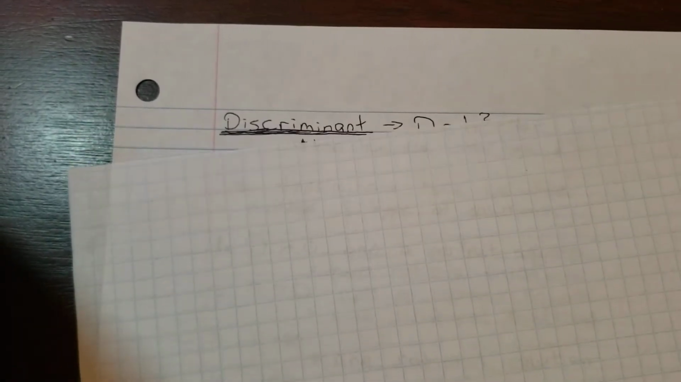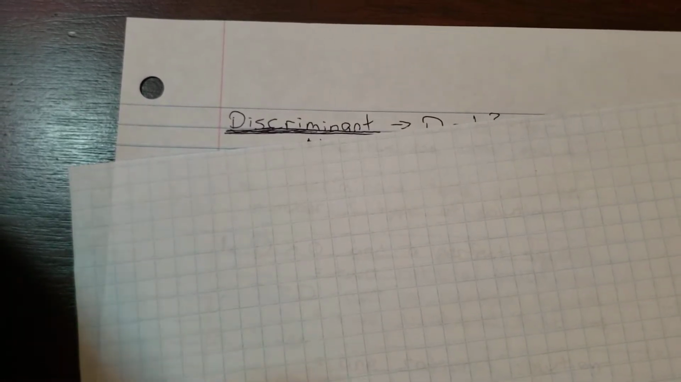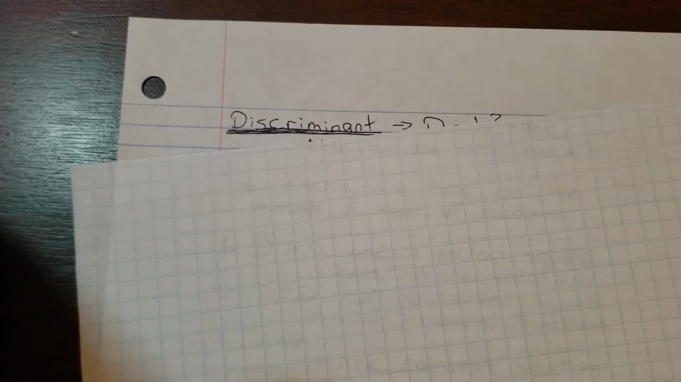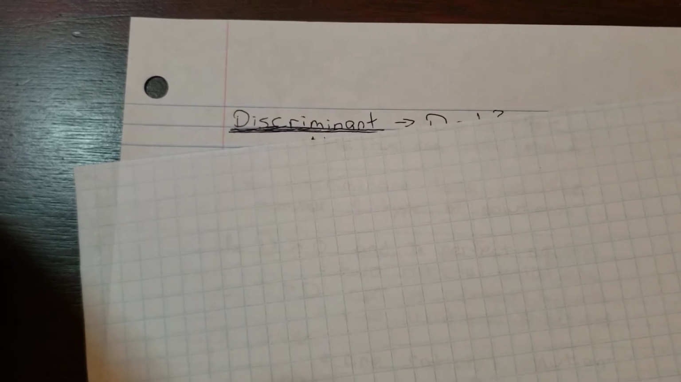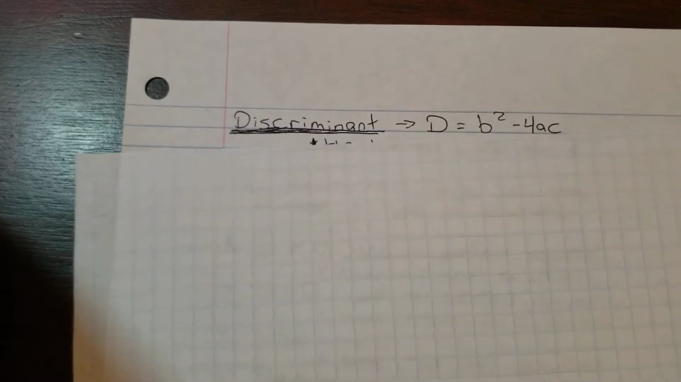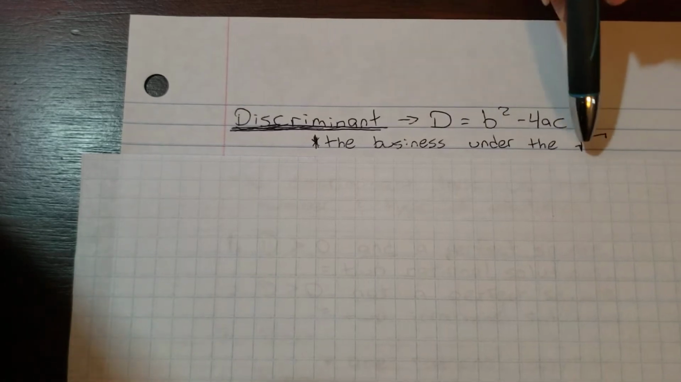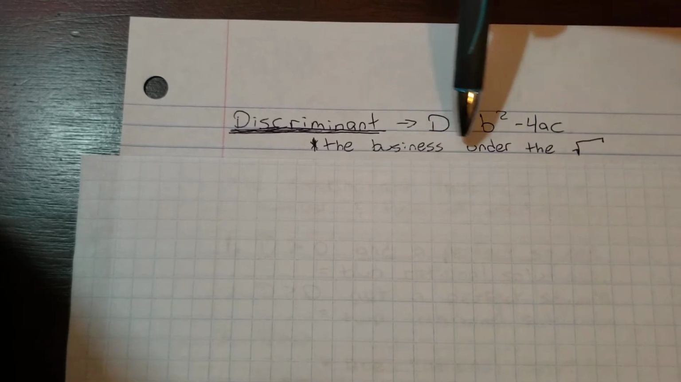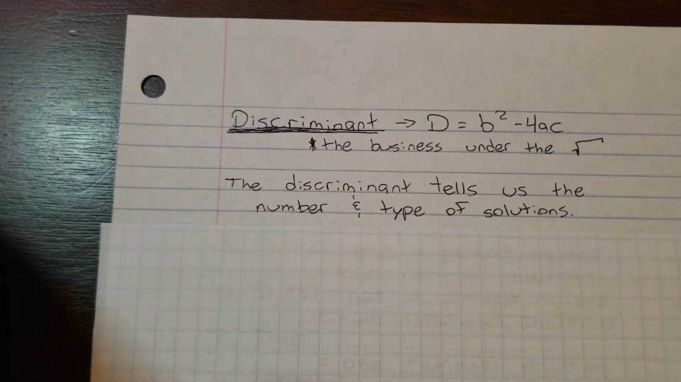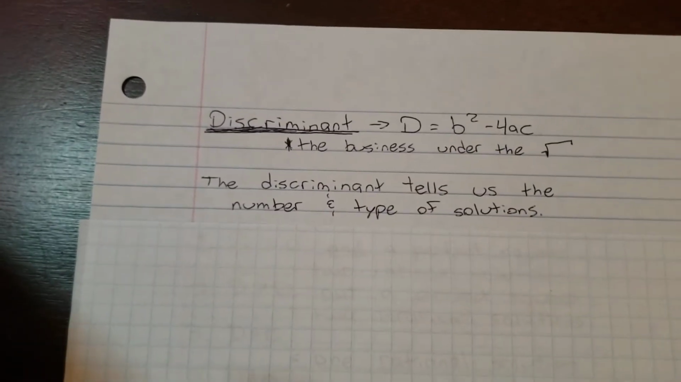Now I want to talk about this term that's called our discriminant. This isn't discrimination. This is the discriminant, and this is a way that we can describe our equation. We could describe the ax squared plus bx plus c with this discriminant. The discriminant is the business that's under the square root. So that's the b squared minus 4ac. This is our discriminant. And the discriminant tells us the number and types of solutions.